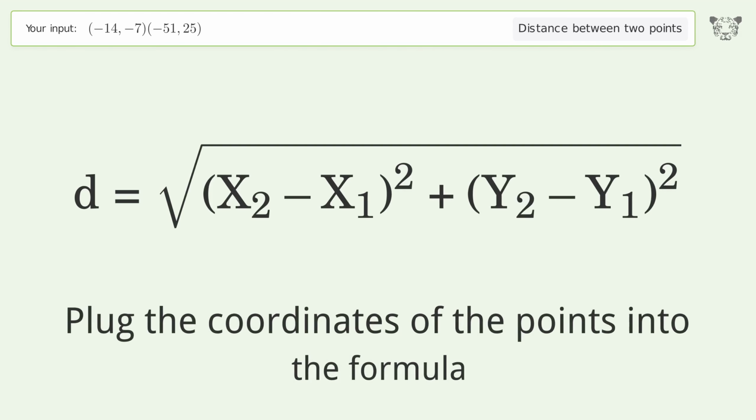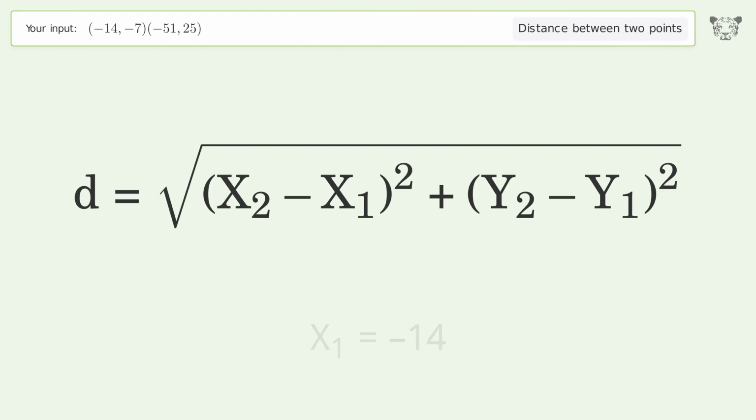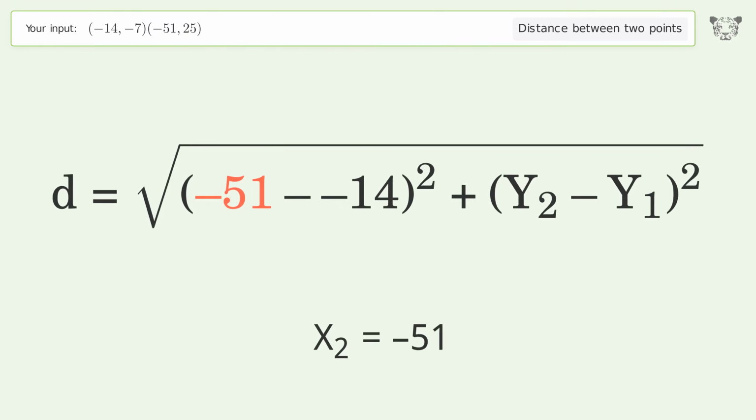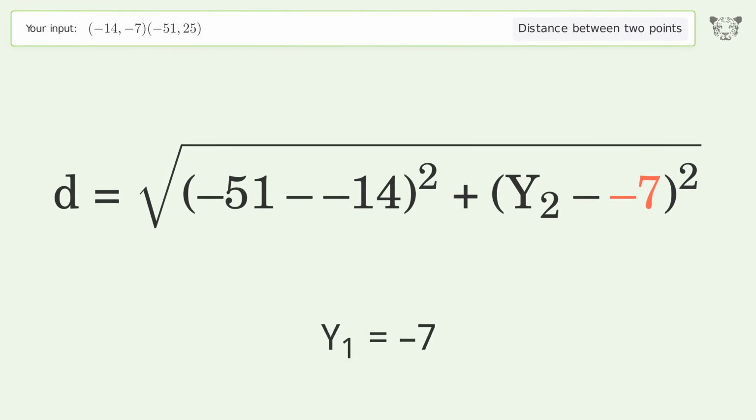Plug the coordinates of the points into the formula. x1 equals -14. x2 equals -51. y1 equals -7. y2 equals 25.